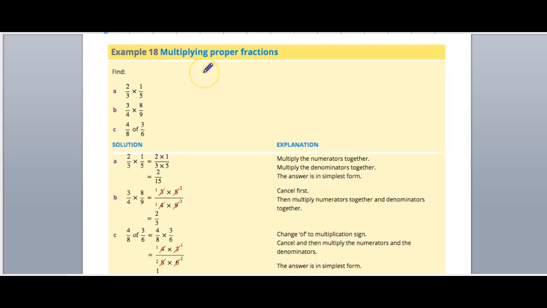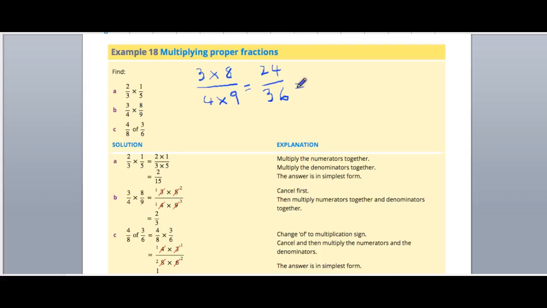So the second one, we've got 3/4 times 8/9. So on the top, we've got 3 times 8 and 4 times 9. Now, we've got bigger numbers here, so you're probably thinking, depending on how well you know your times tables, 3 times 8 is 24, and 4 times 9 is 36. This is not the simplest form. 24 over 36 is not the simplest fraction, so we do need to simplify it.